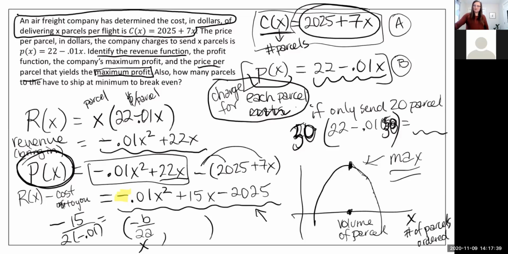15 over 0.02 is 750. So that means at 750 parcels of orders, you get a maximum profit. And then obviously you could use this function to determine what that profit is, either earlier or probably easier just right here.